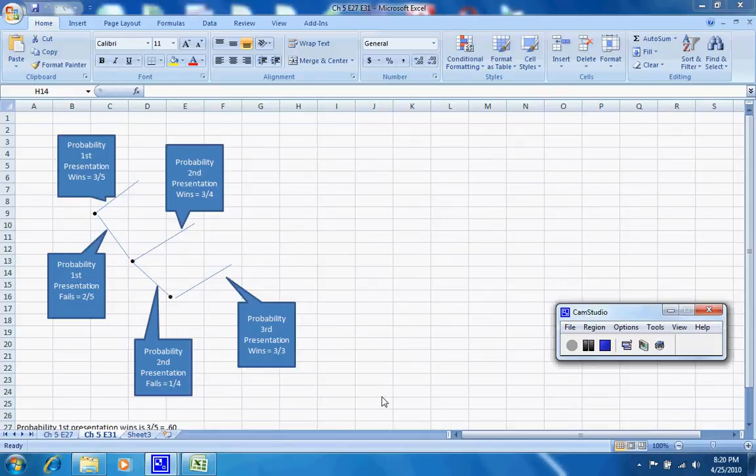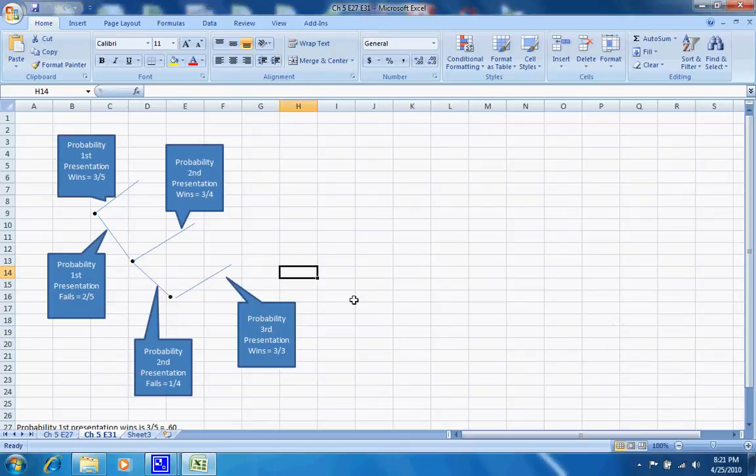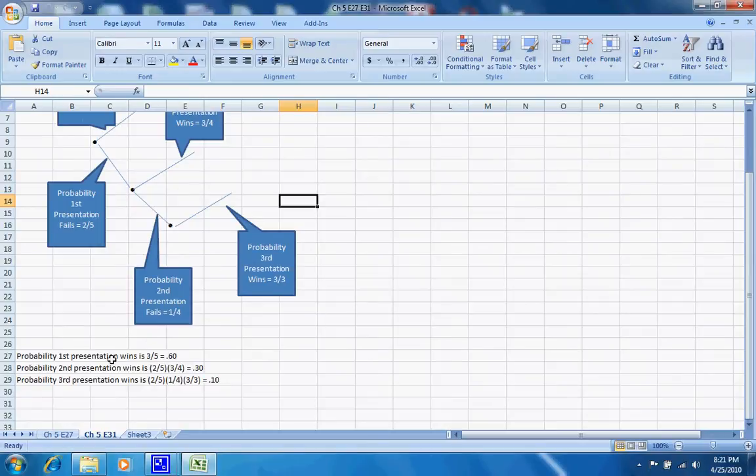So the probability of the first presentation being a winner is 3/5, because there are a total of 5 board members, and they need to find the 3 favorable ones, or the strong ones. If they find those 3, so that's a 3 out of 5, that's a success. The alternative would be that it's a failure, and so the probability that the first presentation fails is the remaining 2/5. Okay, and so if we scroll down here a bit, we'll see that the probability of the first presentation winning is 3/5 or 60%.